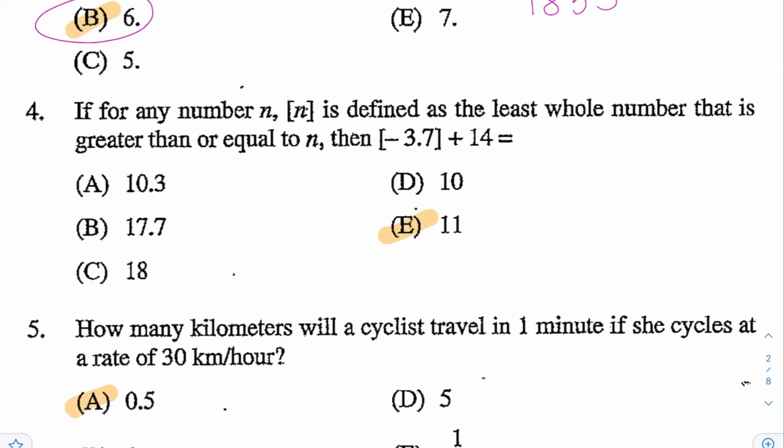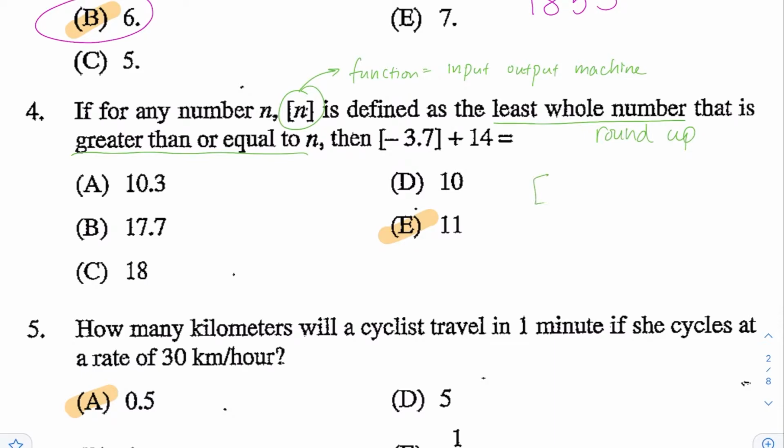Next for number 4. If for any number n, the symbol of n is defined as the least whole number that is greater than or equal to n, then this symbol, the bracket with negative 3.7 plus 14 is equal to. So this is your function, and a function is just an input-output machine. For this input-output machine, you have to have the least whole number that is greater than or equal to n. So you always round up, essentially.